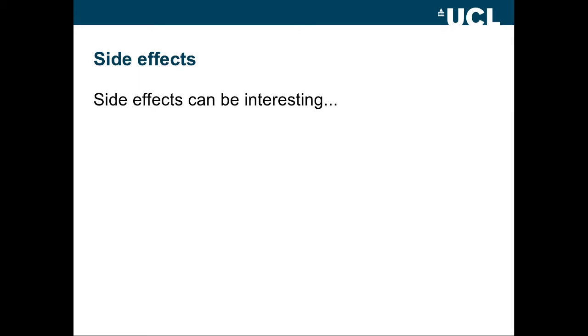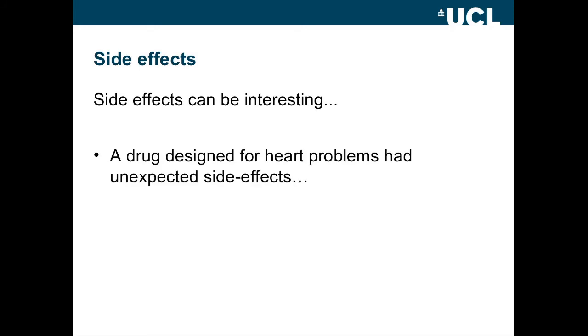The other type of side effect is the off-target side effect, and that's where the lack of specificity of a drug comes in. So in other words, the drug is interacting with what you want it to interact with, but it's also interacting with other things, and that causes the problem. However, in some cases, this can actually be a positive benefit. So some years ago, there was a drug that was designed for heart problems, specifically for angina, which had some unexpected and interesting side effects.